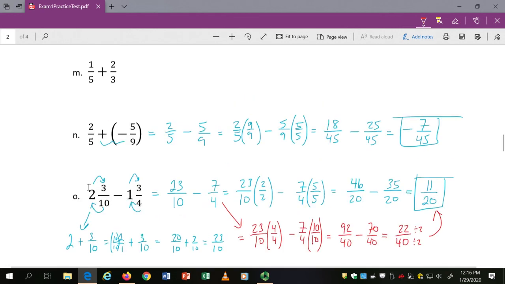But the key here is anytime you see mixed numbers, don't even deal with them. Just immediately turn them into improper fractions, because mixed numbers are just a pain.